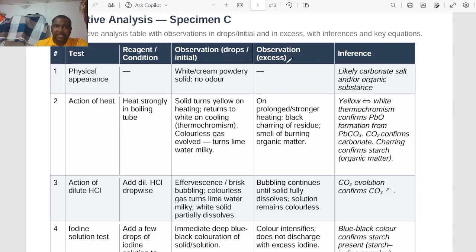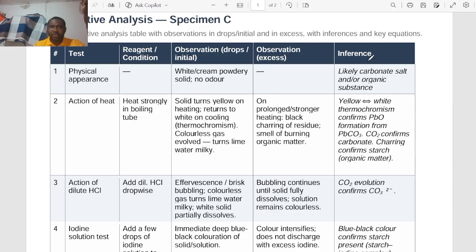Now, I separated in drops and excess. You don't have to separate this. On prolonged stronger heating, black charring of residue, smelling of burning organic matter. Now that's if you continue with the heating, which I doubt you are going to get to that point.